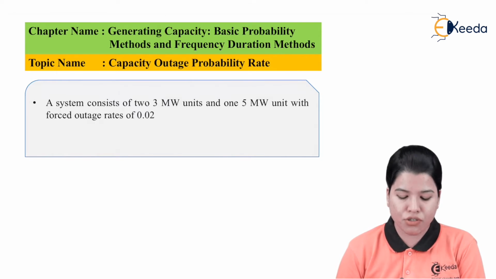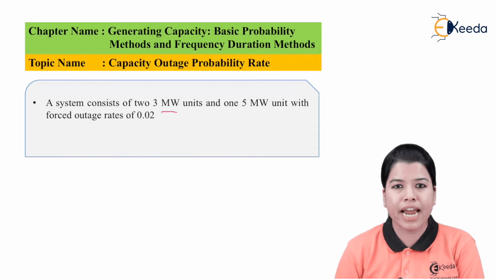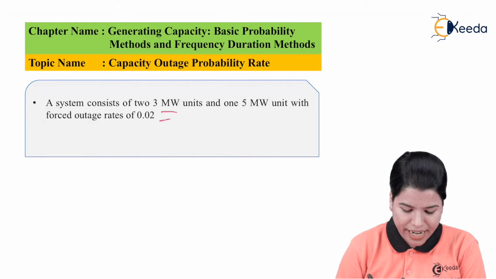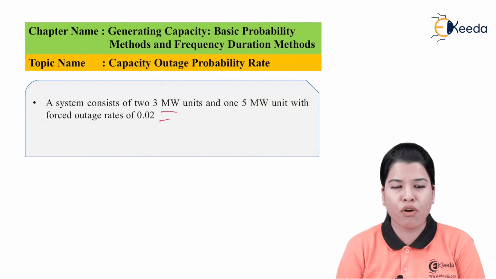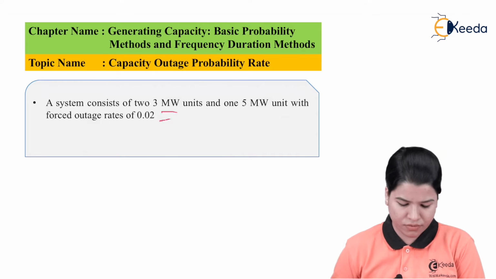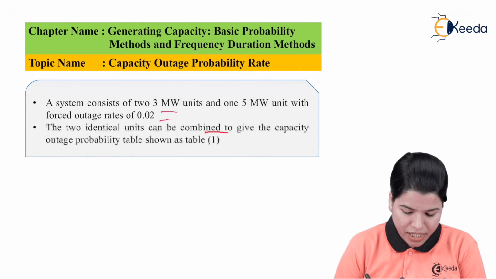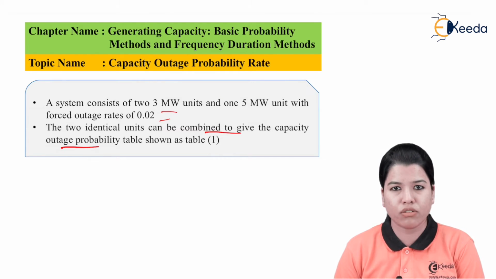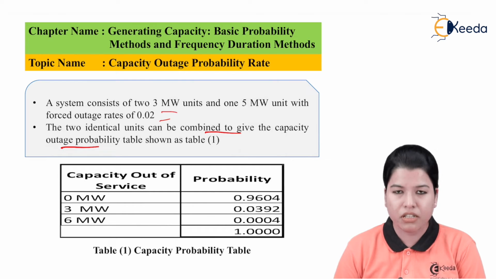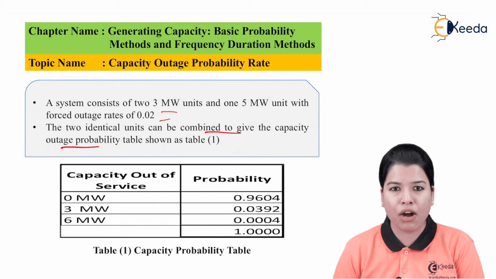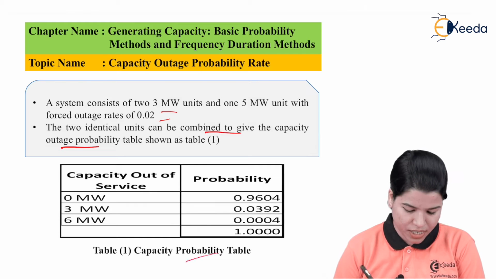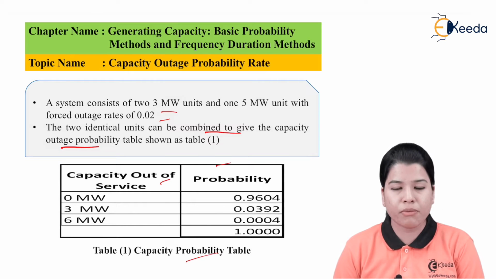A system consists of two 3 megawatt units and one 5 megawatt unit, and it has a forced outage rate, that is FOR, of 0.02. Also, the two identical units can be combined to give the capacity outage probability table as shown below. Table 1 shows the capacity outage probability table. Here there are two columns. The first column is for the capacity out of service and the second column is for the probability.